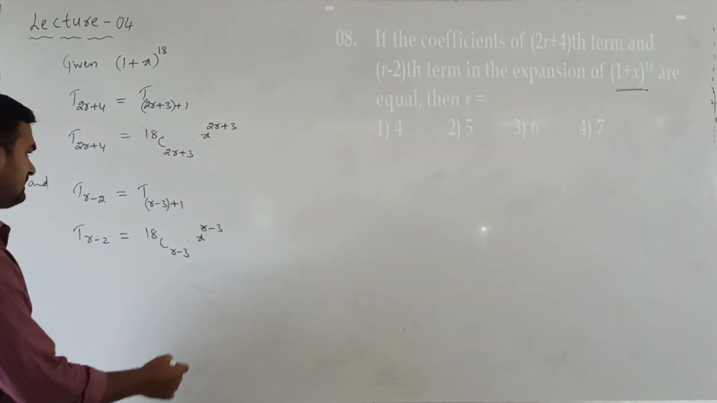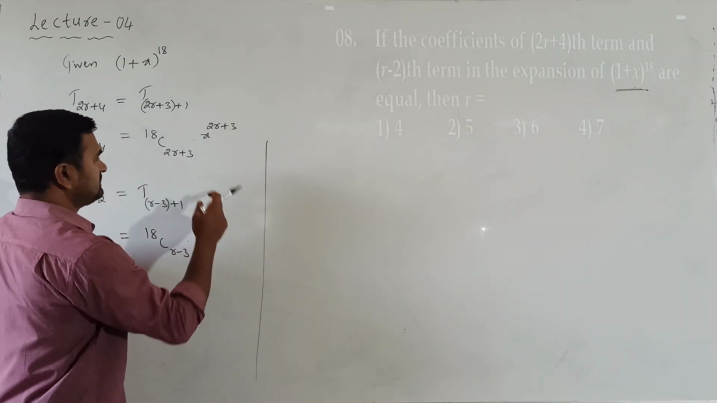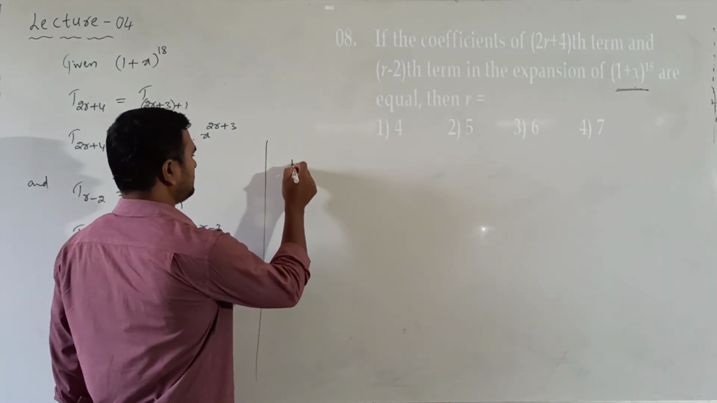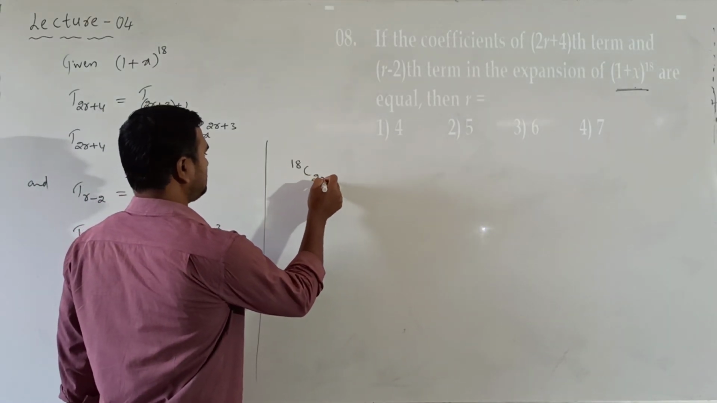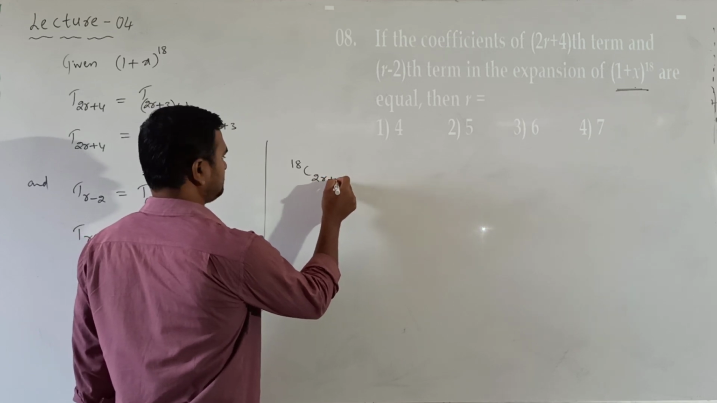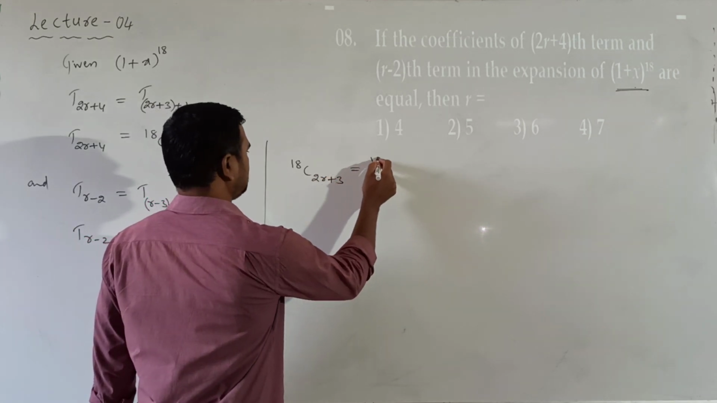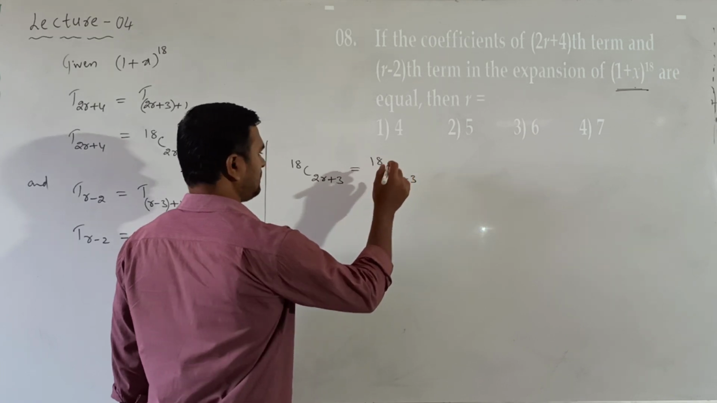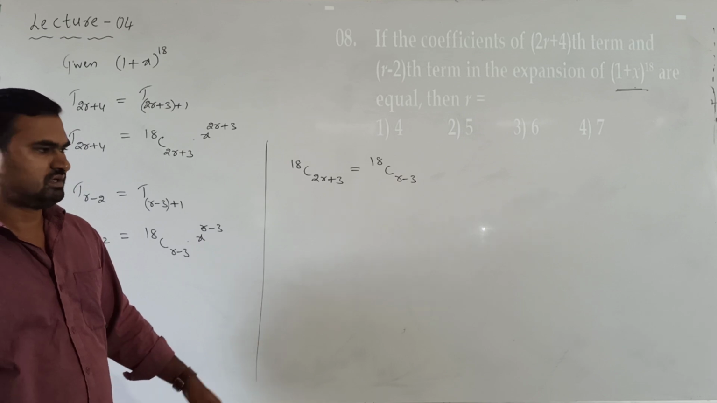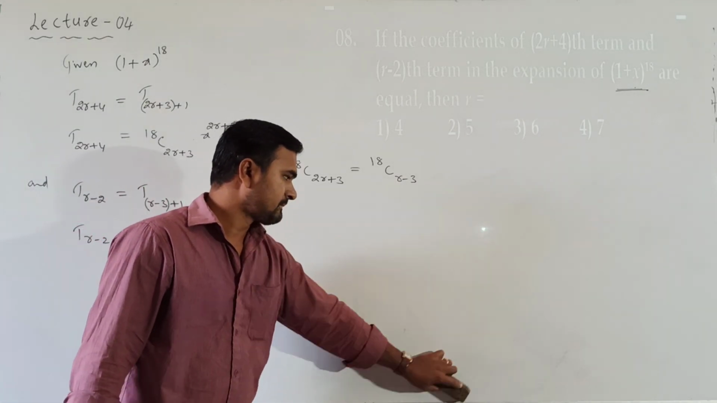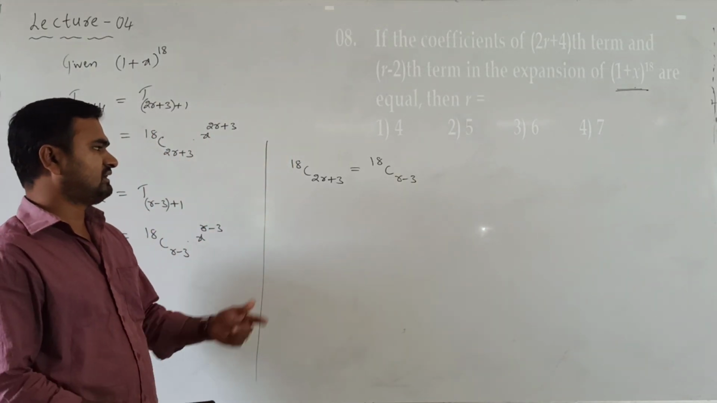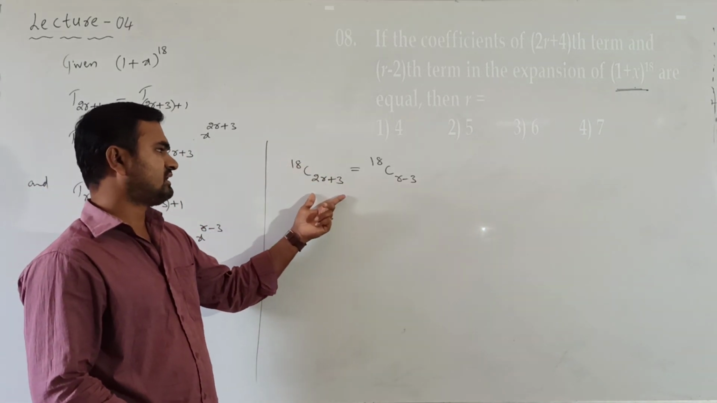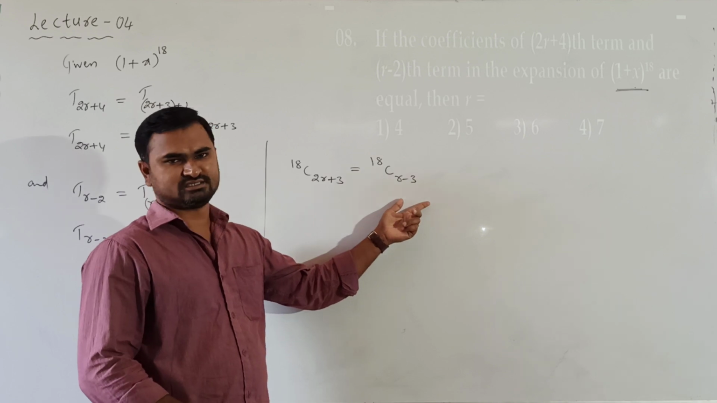So what is the condition given? These two coefficients are equal. So equating the coefficients, 18C(2r+3) is equal to 18C(r-2). Now we have to solve this. Expanding and simplifying will be complex.